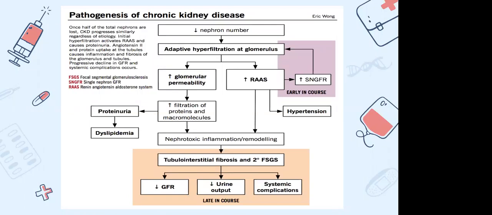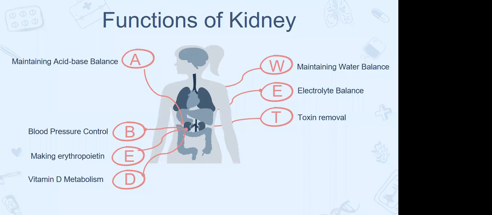And our kidney reduces its glomerular filtration rate, reduces urine output, and also it results in many systemic complications that I will explain later. So next, just a quick recap.